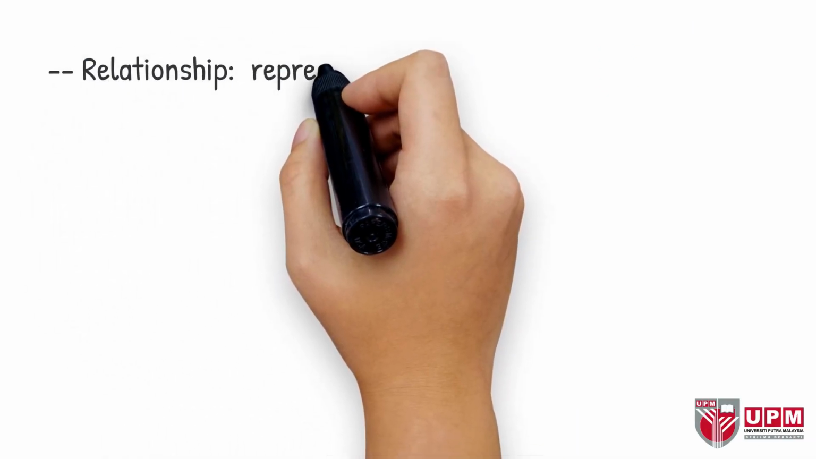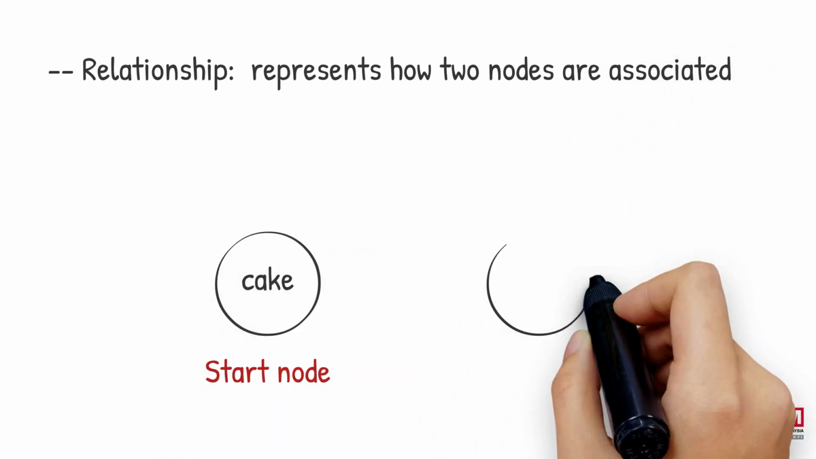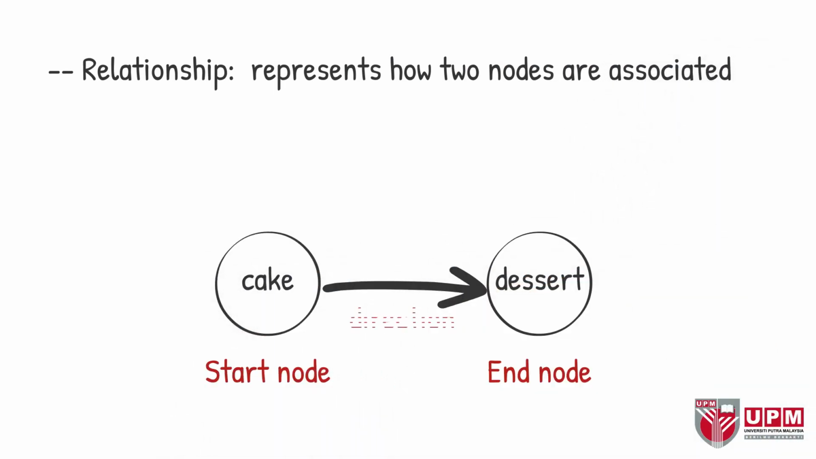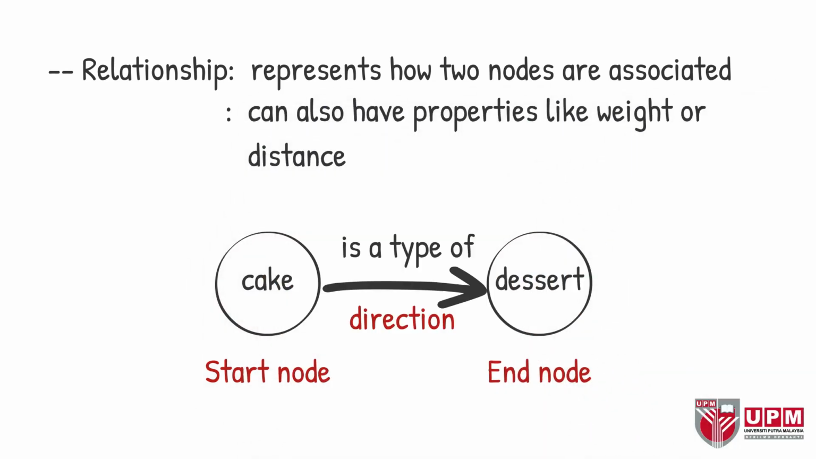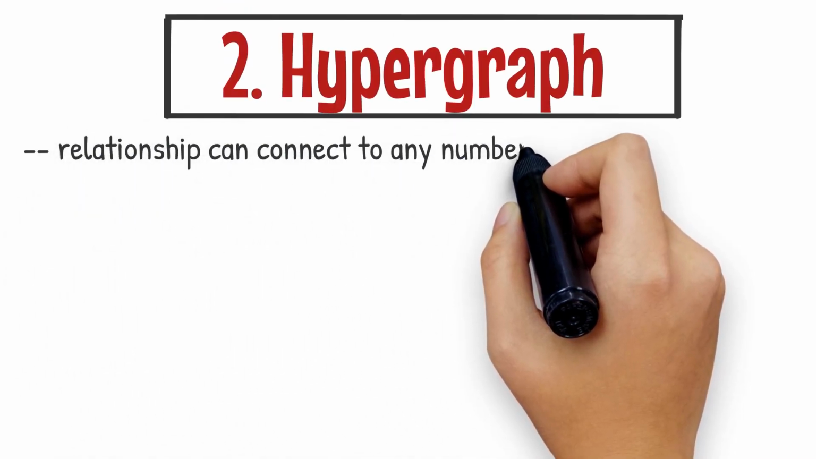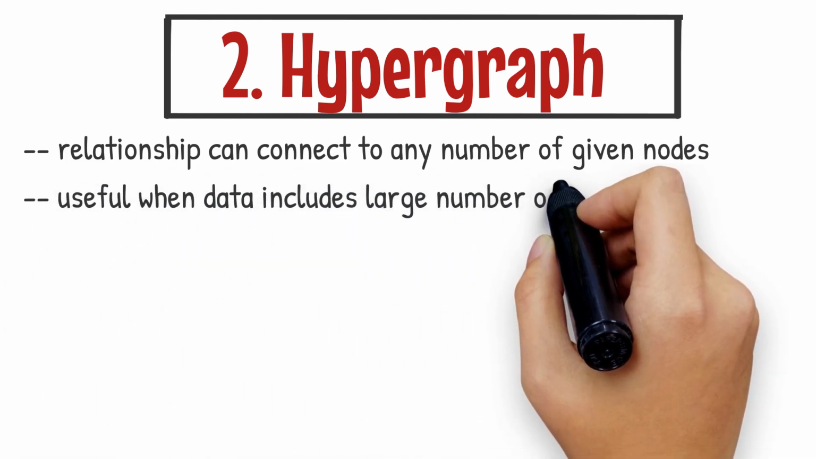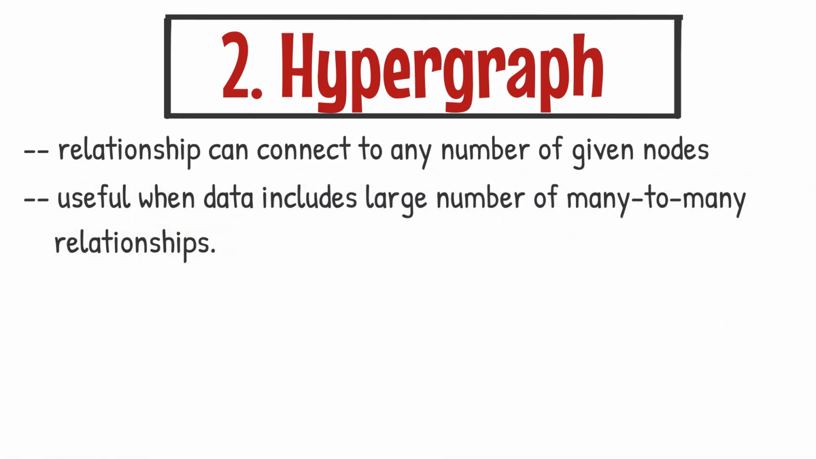The relationship represents how two nodes are associated. A graph relationship always has a start node, an end node, a direction, and a type. Relationships can also have properties like weight or distances. A hypergraph is a graph data model in which a relationship can connect to any number of given nodes. It's useful when data includes a large number of many-to-many relationships.